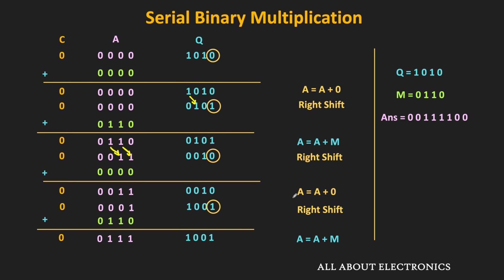So after this addition, once again, every bit of the C, A and the Q will be right shifted by the 1 bit position. That means now, if we see the content of the C, A and the Q registers, then that is equal to 000111100. So now, the 8 bits of this A and the Q register represent the final output after the multiplication.